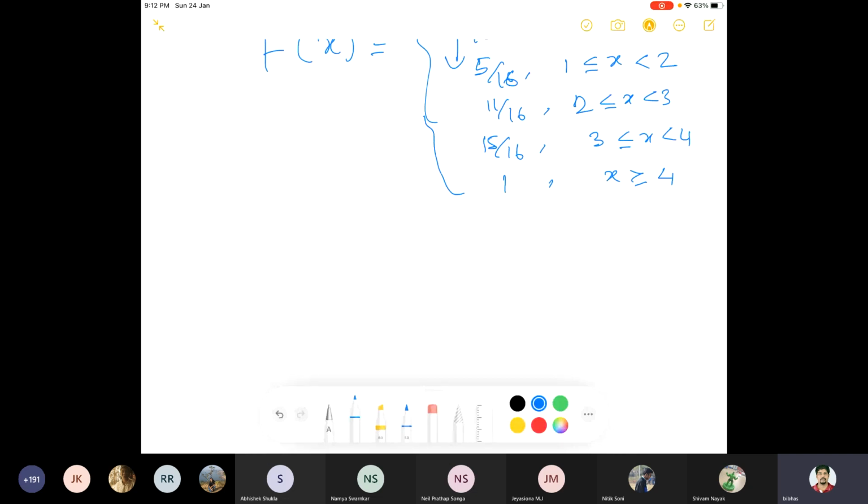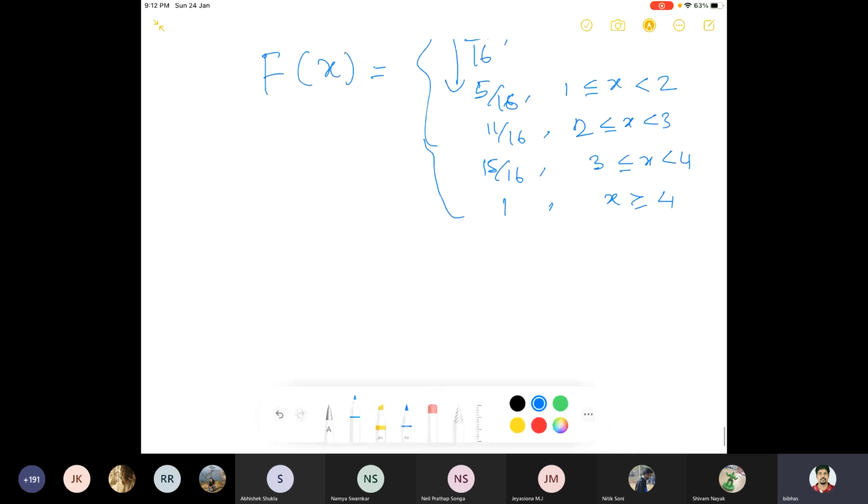What are the properties of this kind of function, which is a CDF, the cumulative distribution function? Let me first ask you, what is your guess? Let's say, properties of CDF, cumulative distribution function.